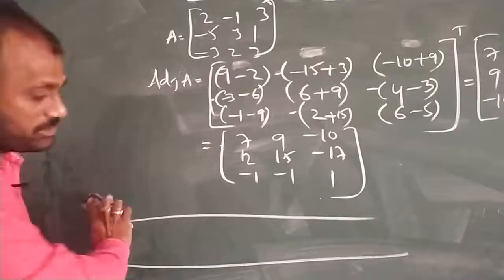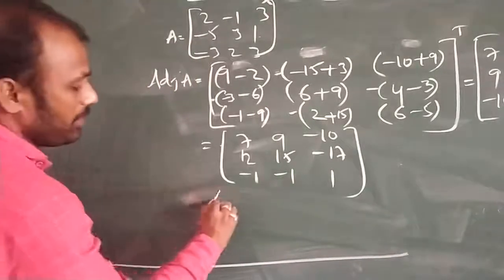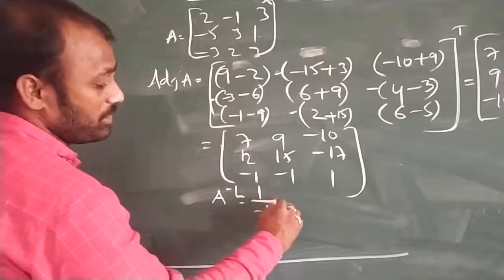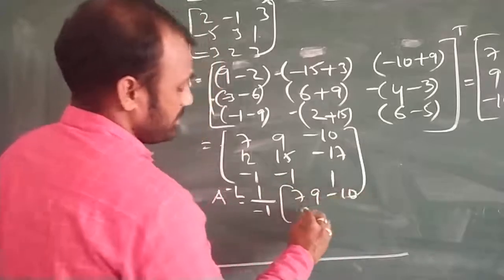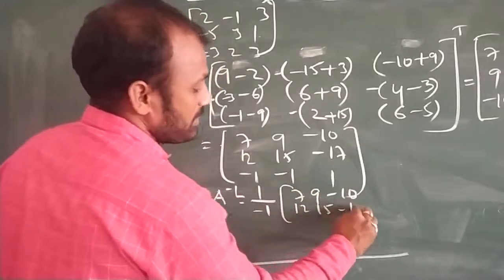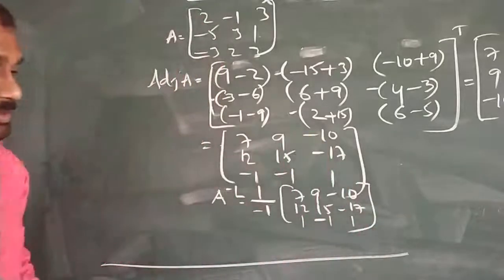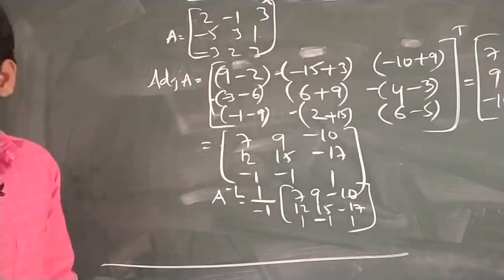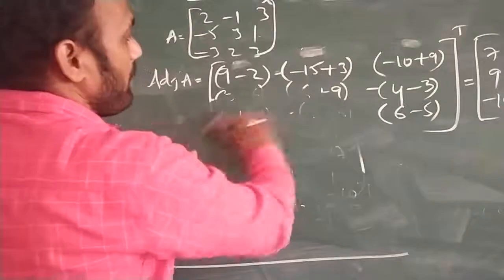Now A inverse, we can write A inverse as 1 by modulus A, already we got it as minus 1, into this one: 7, 9, minus 10, 12, 15, minus 17, 1, minus 1, plus 1. So this is the way of finding the inverse of a matrix. Now let us see some properties related to the inverse of a matrix.